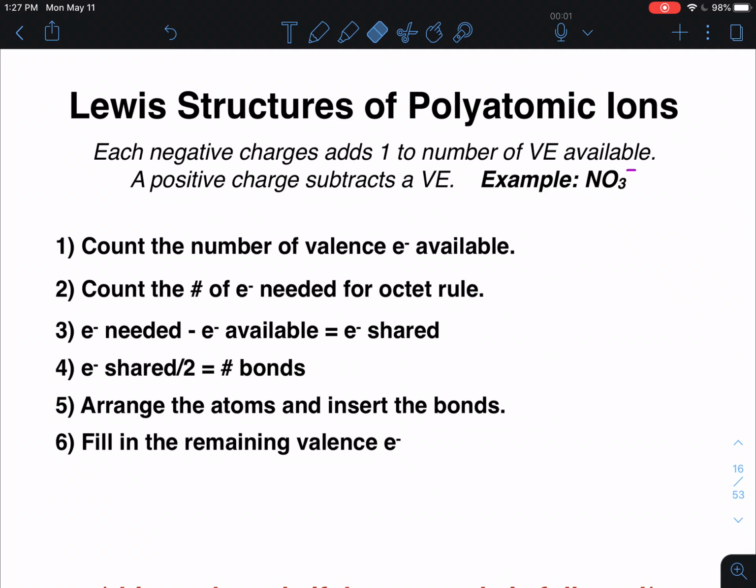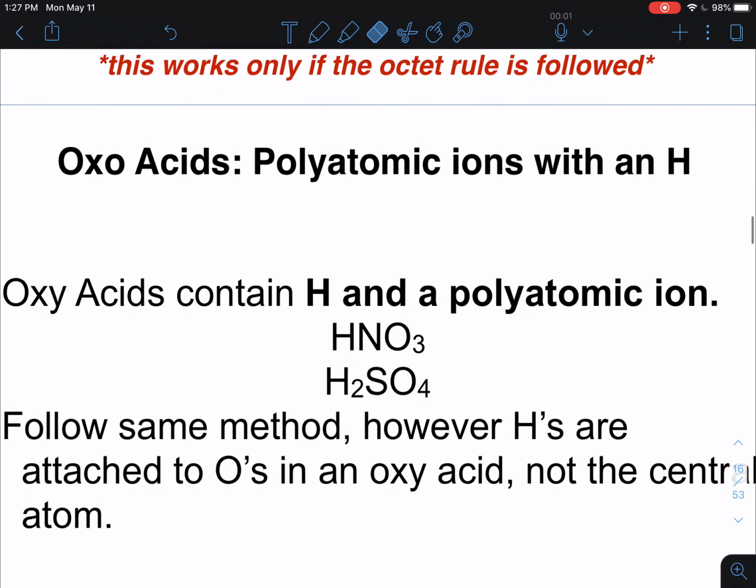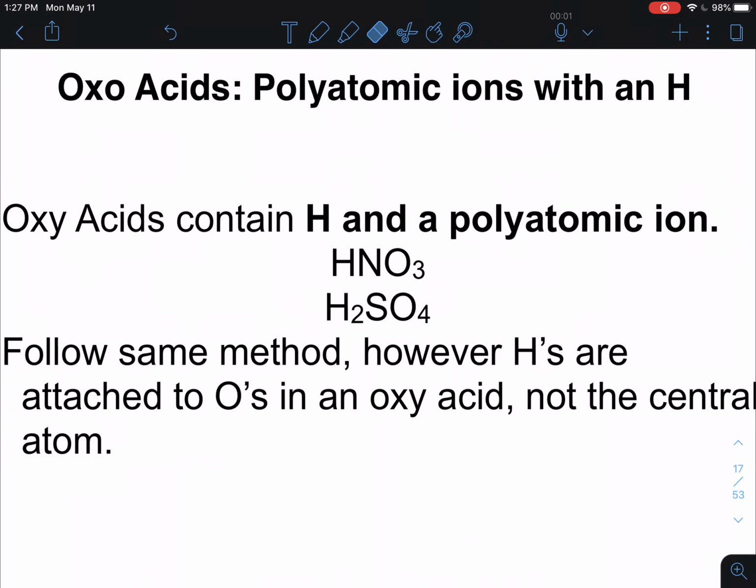So I'm going to skip back to where we were before, where we were talking about Lewis structures of polyatomic ions. I gave you guys some examples. Now we're going to talk about Lewis structures of oxoacids, okay? So essentially, oxoacids are polyatomic ions with a hydrogen associated with it. Here, I'll give you an example. So here, we have HNO3, and our polyatomic ion is our nitrate, NO3 minus, but then you'll see there's a hydrogen associated with it.